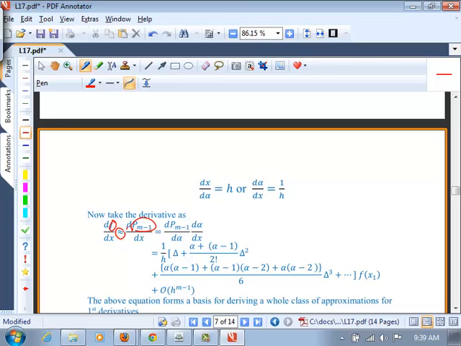But I know what d alpha dx is. How do I know that? Because I know that x is equal to some reference point plus alpha times h. So if I take dx d alpha, x1 is a constant here, h is a constant. So all I'm going to get is h, or d alpha dx is 1 over h. That's what gives rise to the 1 over h term here.